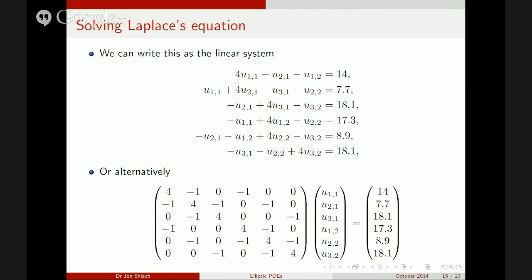You know how to solve this. You did it in the first year. You can write it as this matrix equation down here. Use Gaussian elimination. Use matrix inversion if you want. Brilliant, jobs are good.